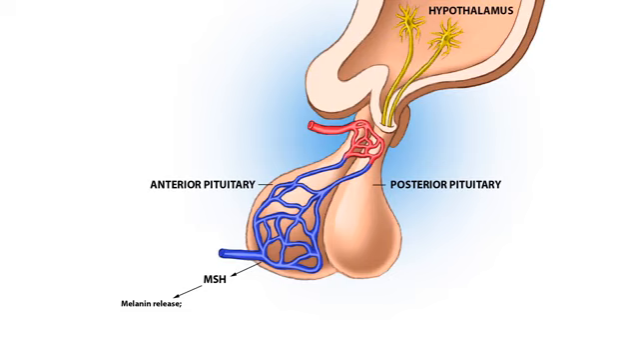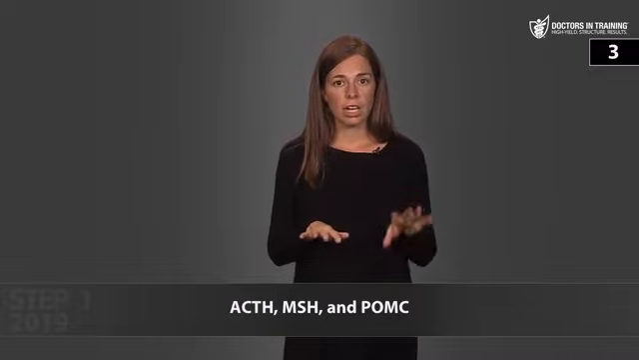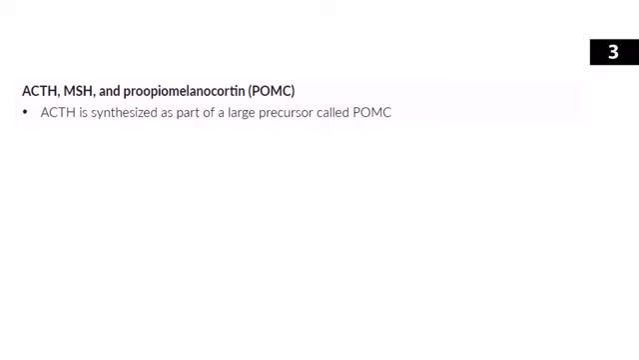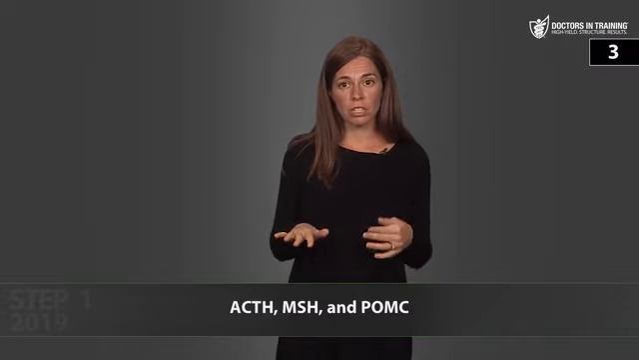So we have this section in your study guide on ACTH and MSH. ACTH is synthesized as part of a large precursor called pro-opiomelanocortin, or POMC, which also contains the sequences for other hormonal peptides, including the lipotropins, melanocyte-stimulating hormones, MSH, and beta-endorphin. So why should you know that? Well, it's described here in your study guide, and we also have an image for you to take notes on.